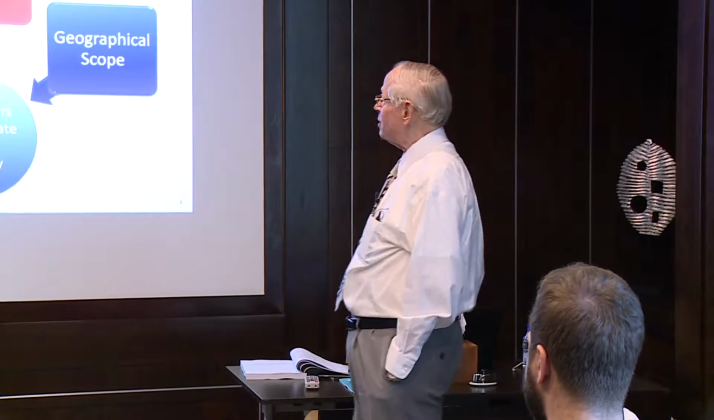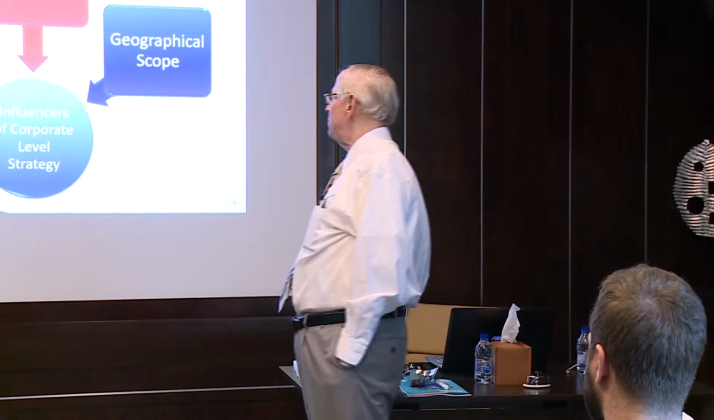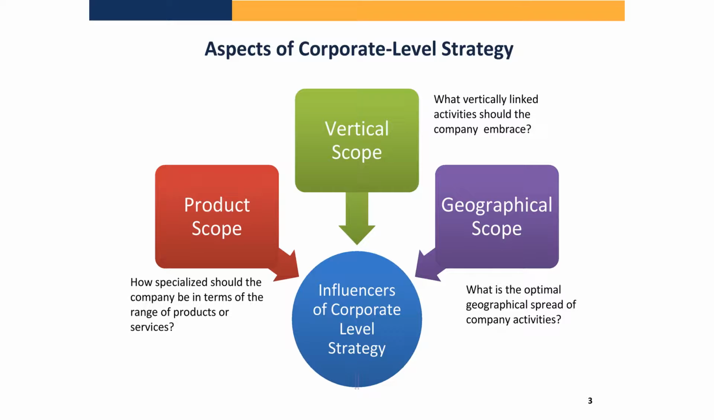Influences of corporate level strategy have product scope. So how specialized should the company be in terms of range of products or services? Vertical scope is what vertically linked activities should the company embrace, and we'll see that in a little bit. Geographical scope is what is the optimal geographical spread of company activities. So how far do you want to spread out your organization on a global basis?